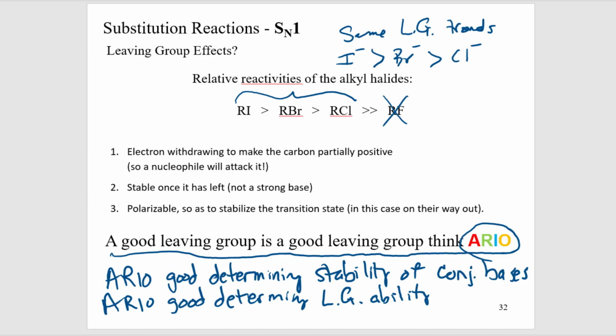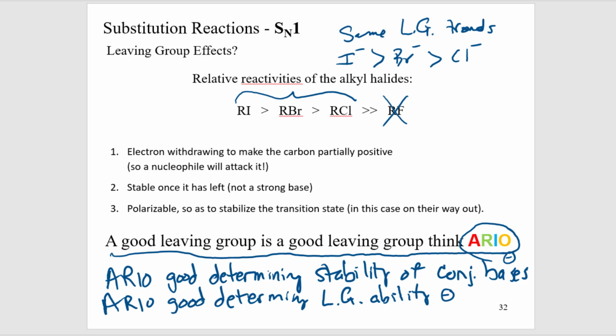It's only going to leave if it's a pretty decent leaving group, which means just like a conjugate base getting released, the reaction only goes in that direction if the conjugate base is stable. It's the same type of thought process. In one case, you're analyzing the negative charge left behind, and in leaving groups, you're analyzing the negative charge left behind on the leaving group atom.